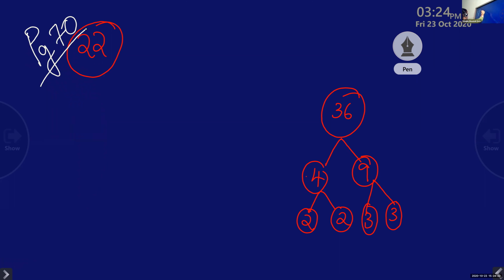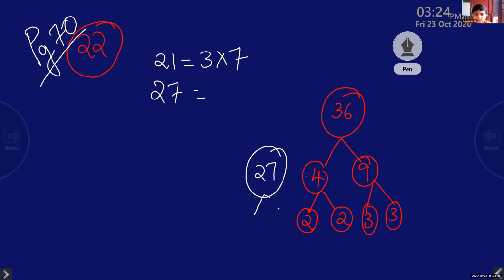So we are writing 21 as 3 into 7. Even without a factorization method like prime factor, we can write this because both 3 and 7 are prime numbers. No need to factorize again. Now the next one is 27. Children, how can we write 27? 3 into 3 into 3. 3 into 3 is 9, into 3 again. So we can write 3 into 3 into 3. Okay, children.